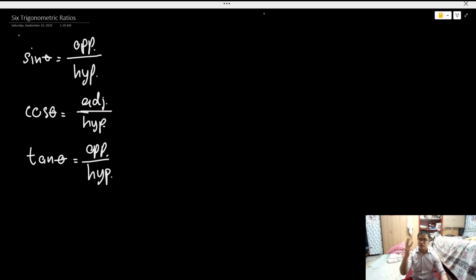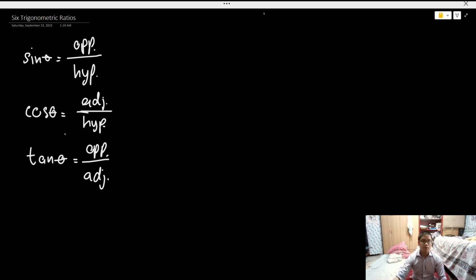So right, there are 6. These three are the basics: sine theta, cosine theta, and tangent theta. So, what are we going to do here? Oh wait, no, forgive me. This is adjacent. It's not hypotenuse, it's adjacent. Okay, sorry, guys.